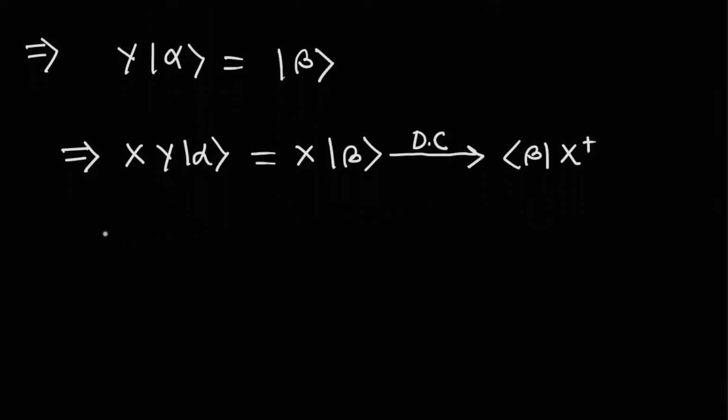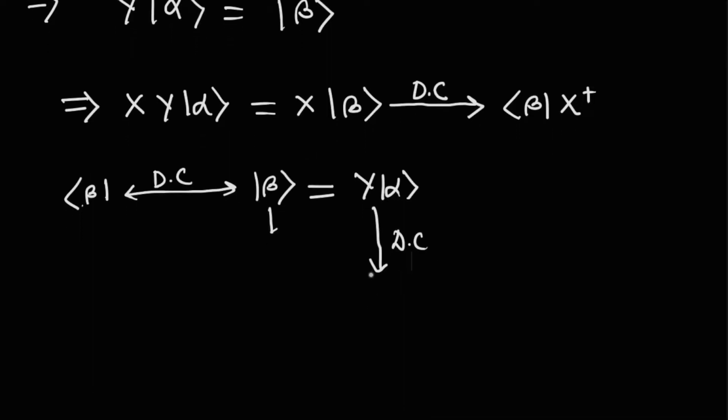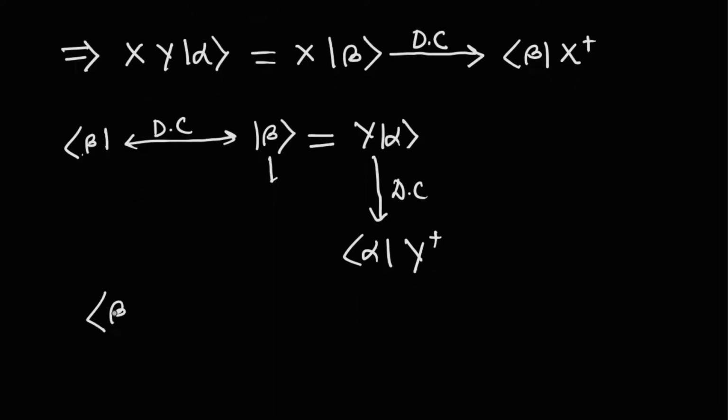Now the <beta| means the dual correspondence of ket beta. Ket beta is equal to Y|alpha>. So what is its dual correspondence? The dual correspondence will be <alpha|Y dagger. That means bra beta is equal to <alpha|Y dagger.